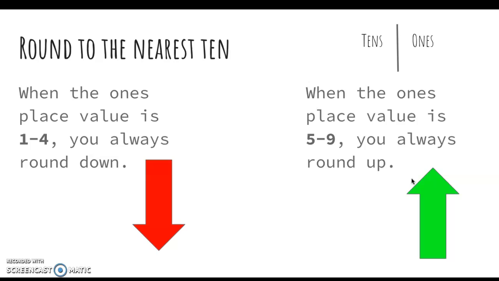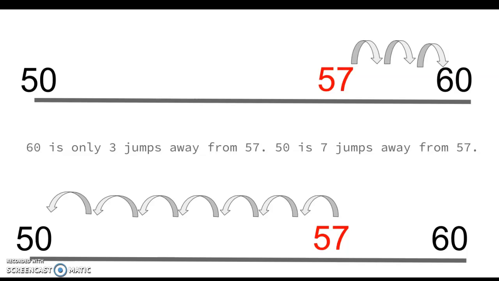When we're rounding to the nearest 10, we always look at the ones place value. When the ones place value is 1 through 4, you always round down. When the ones place value is 5 to 9, you always round up. If I go back to my numbers here, the ones place value in 57 is 7. So 7 is in the 5 to 9 range, which means we have to round up. If it were in the 1 to 4 range, we would round down.